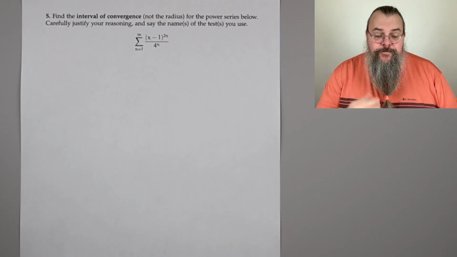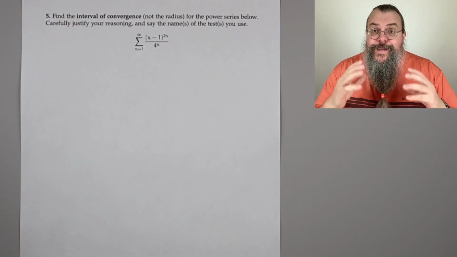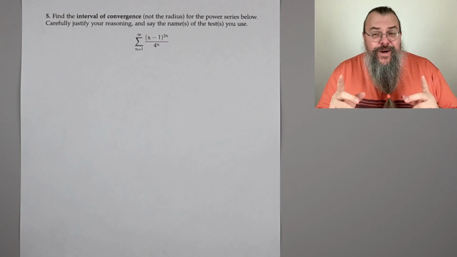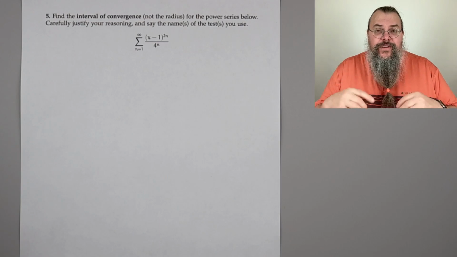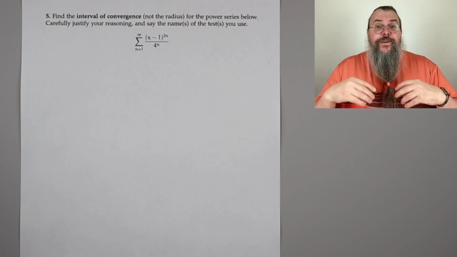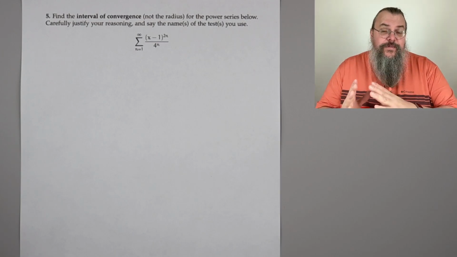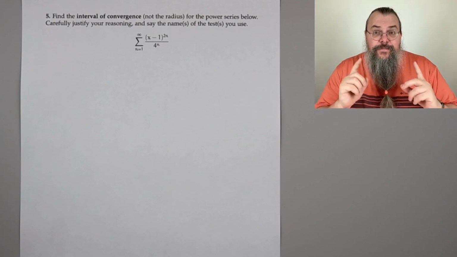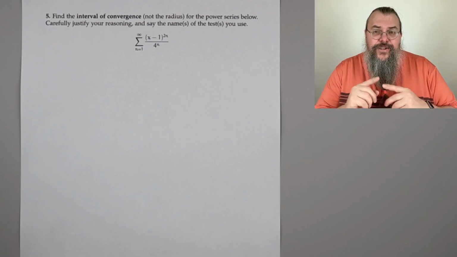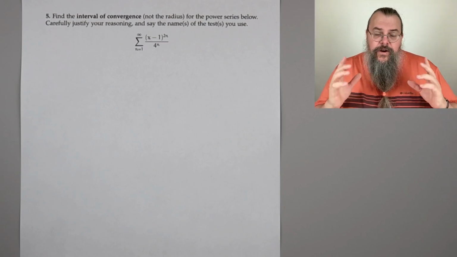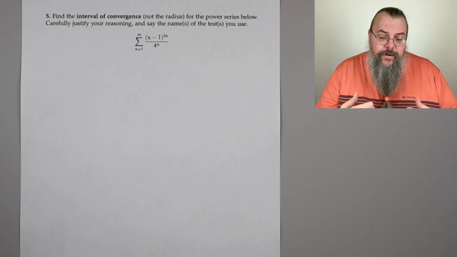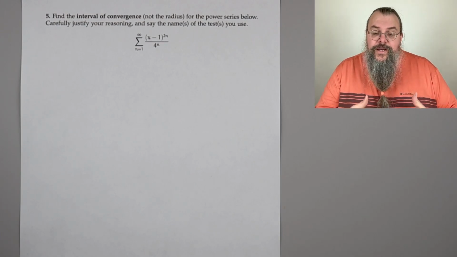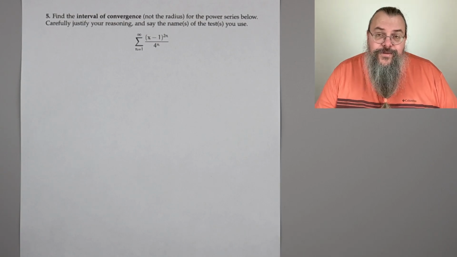Number 5. We're asked to find the interval of convergence, not the radius. We will find the radius, by the way. When it says not the radius, it means it's not just the radius. The difference between the interval of convergence versus the radius of convergence means you need to worry about endpoints, and you have to pay attention to where your center is. All right, so we're finding our interval for the power series below. Carefully justify your reasoning and say the names of the tests you use.